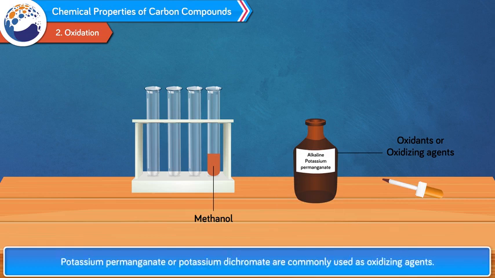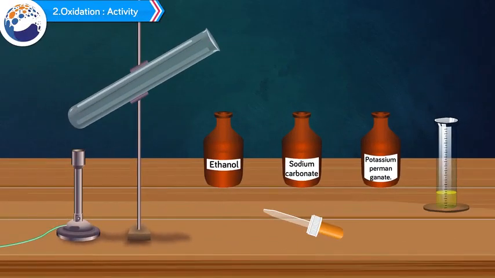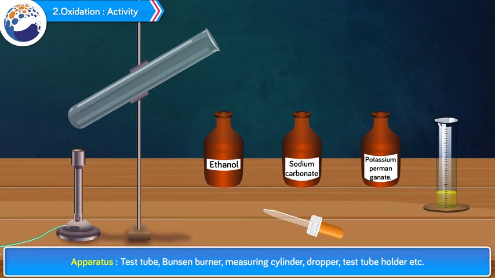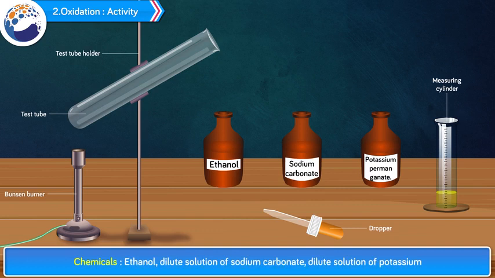Potassium permanganate or potassium dichromate are commonly used as oxidizing agents. Let's try an experiment. Apparatus: test tube, Bunsen burner, measuring cylinder, dropper, test tube holder, etc. Chemicals: ethanol, dilute solution of sodium carbonate, dilute solution of potassium permanganate.